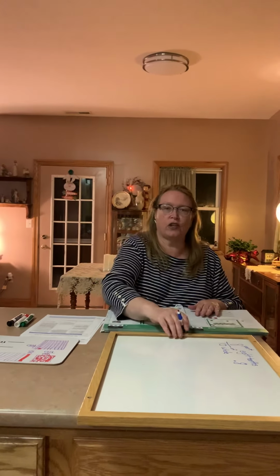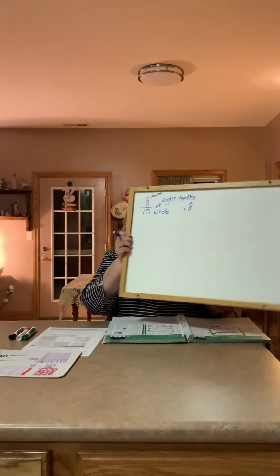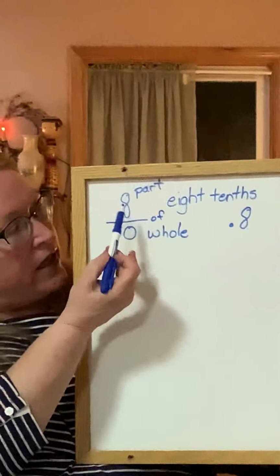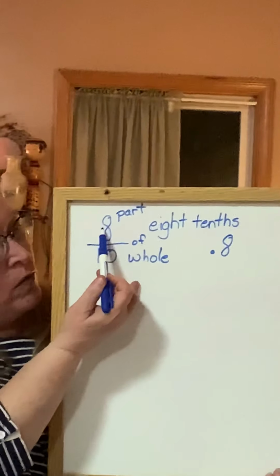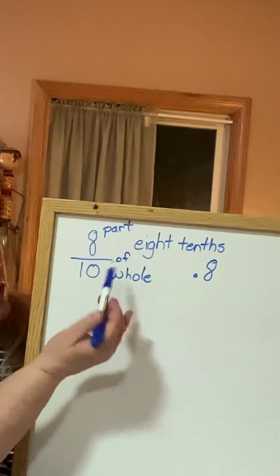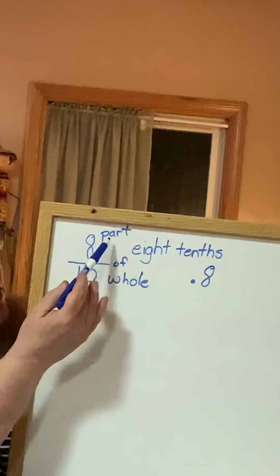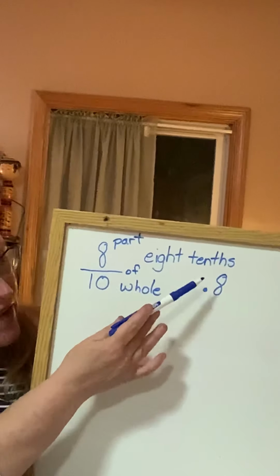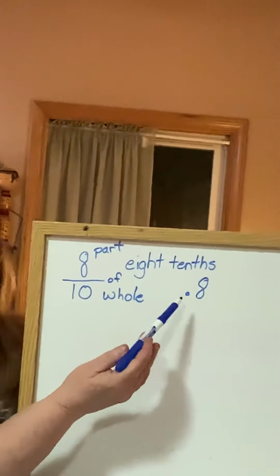So what I need you to remember that we've talked about is, first of all, I wanted to remind you that when you see a fraction, the top numerator is the part, and your division bar says "of the whole." So if I have 8 parts of 10 of the whole, then I have 8/10, or as a decimal, it's decimal 8.